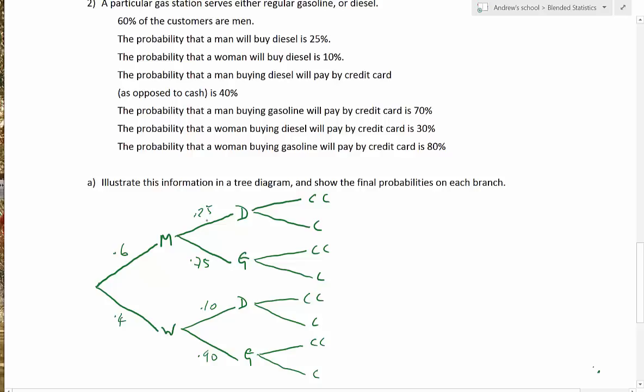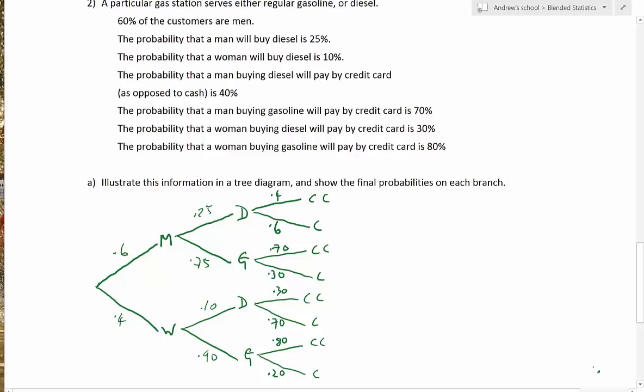A man buying diesel with a credit card is 40%, therefore with cash is 60%. A man buying gasoline with a credit card is 70%, therefore with cash it must be 30%. A woman buying diesel with a credit card is 30%, therefore with cash must be 70%. And lastly, the probability that a woman buying gasoline pays with a credit card is 80%, and so with cash must be 20%.